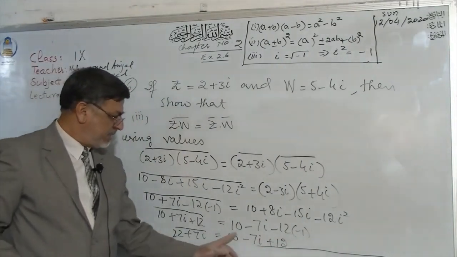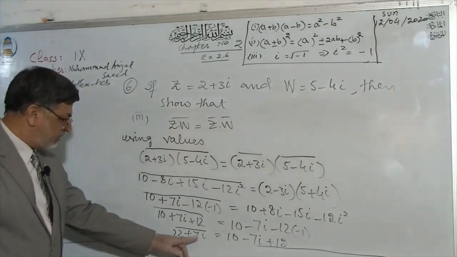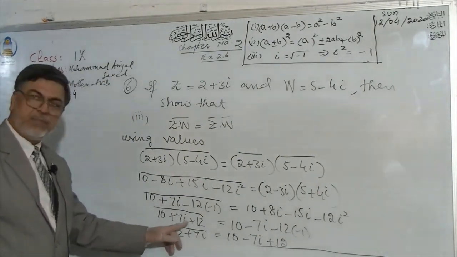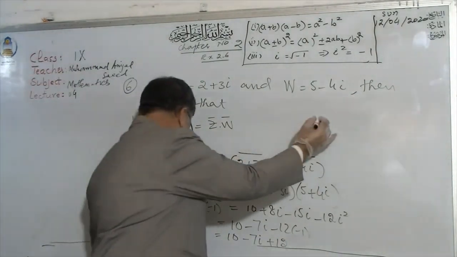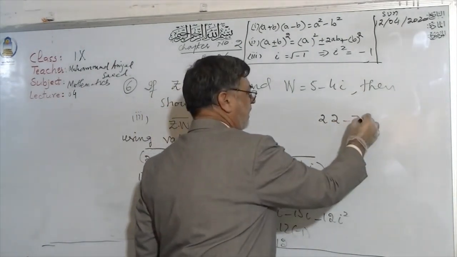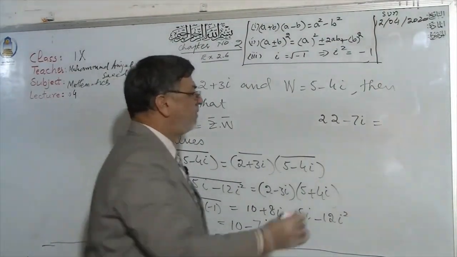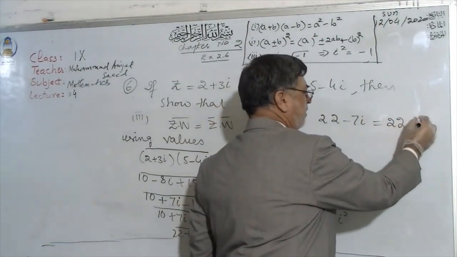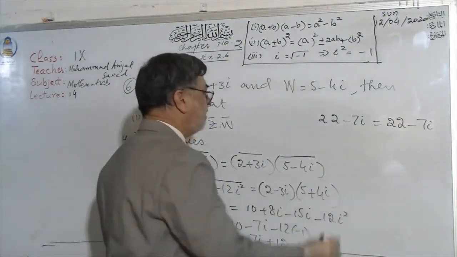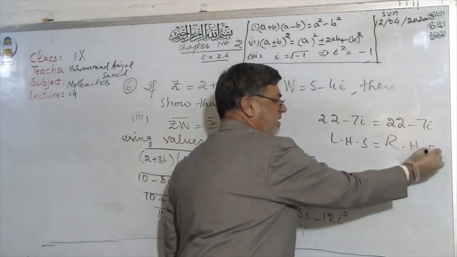Remember that 10 plus 12, here, apply the bar now, apply the conjugate, you will have 22 minus 7 iota, which is equal to 10 plus 12, 22 minus 7 iota. So you have left hand side equal to right hand side.